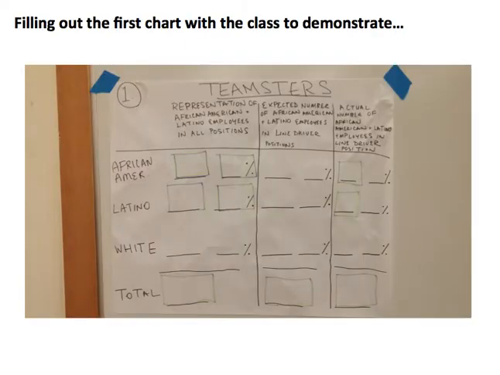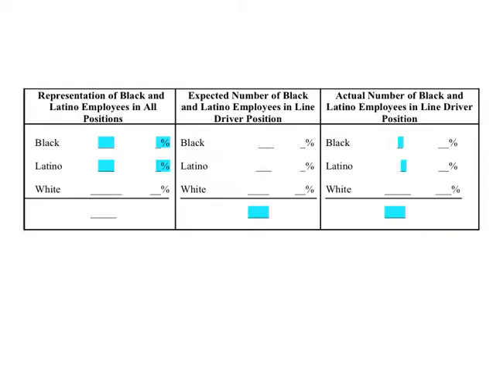So the first thing I do with the students is put up a blank flip chart for the first set of numbers in the Teamsters case, and I fill it out with the students so they see how the exercise works. If you're short on time, you can fill out the numbers in this chart in advance. So here is an abstracted version of that same flip chart.